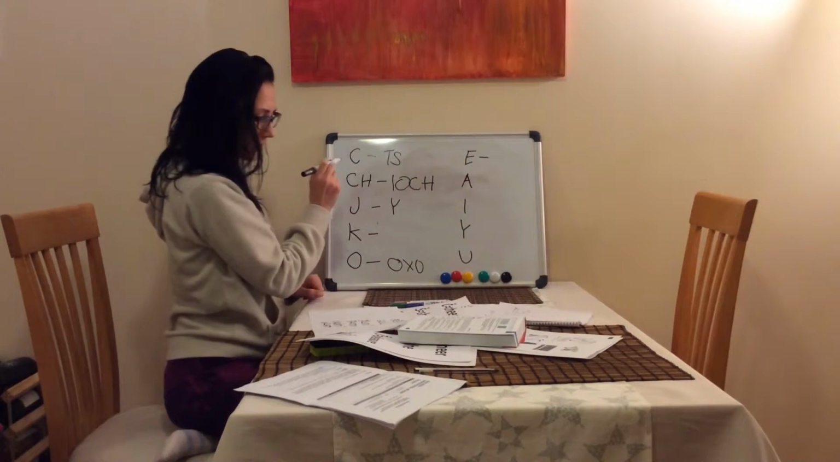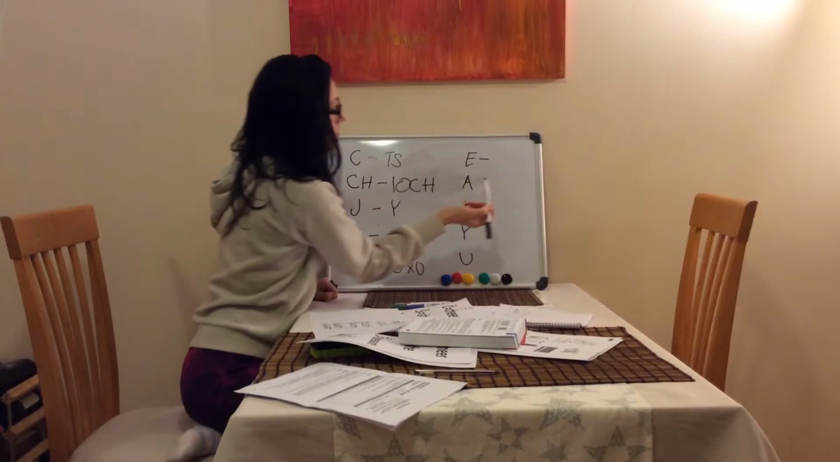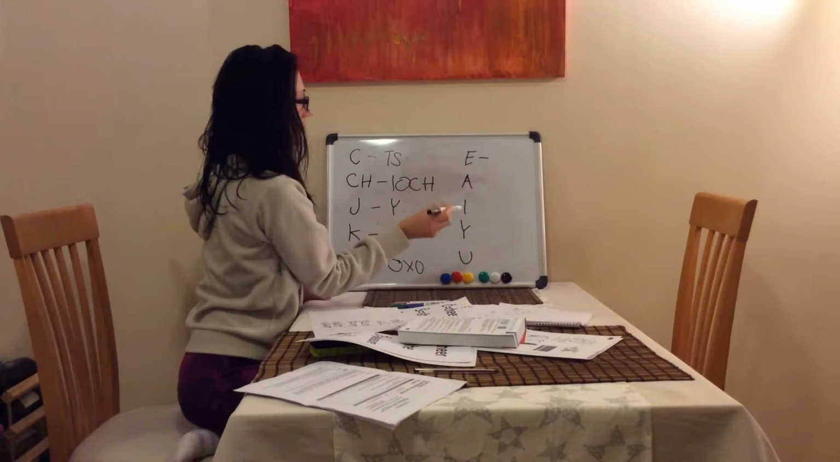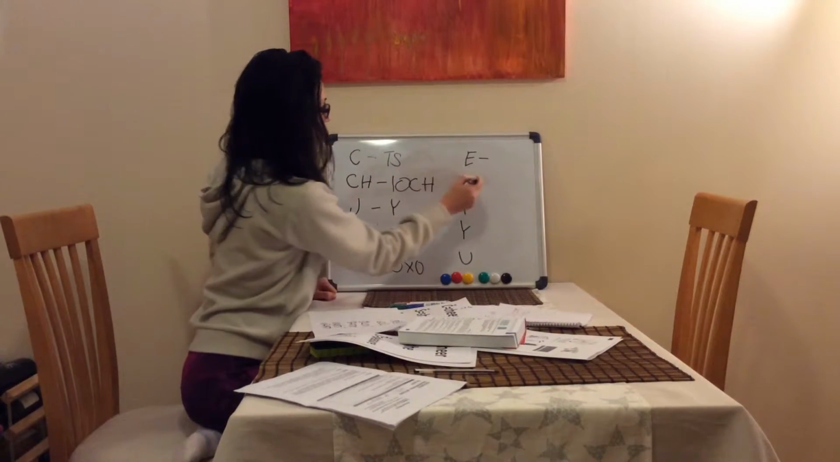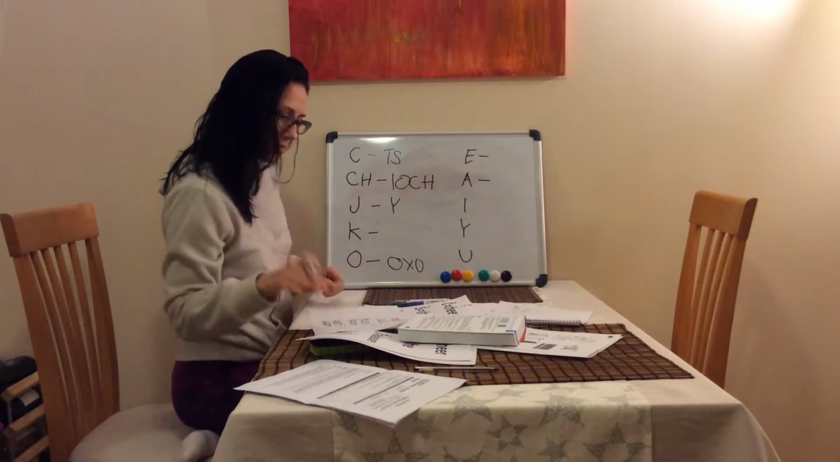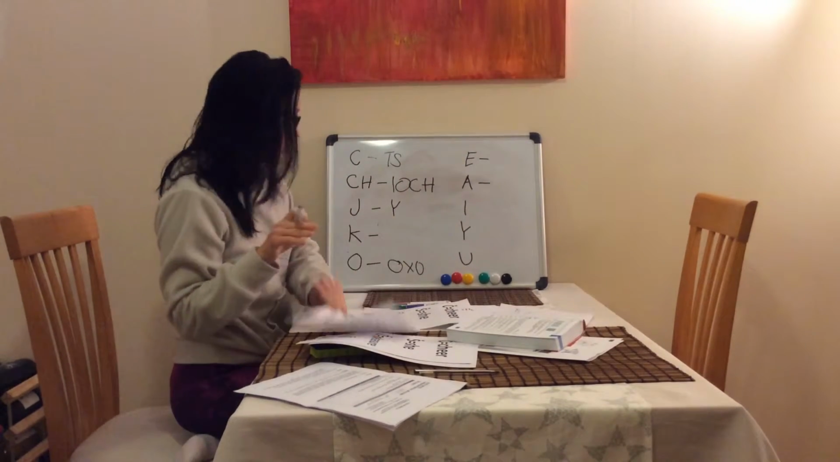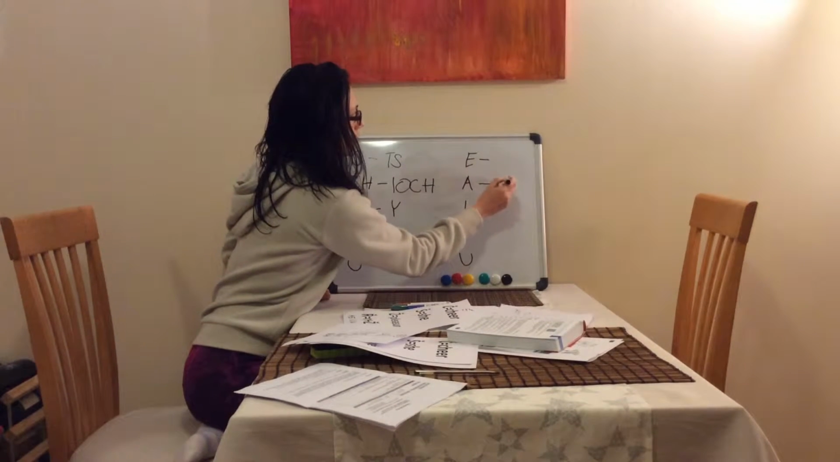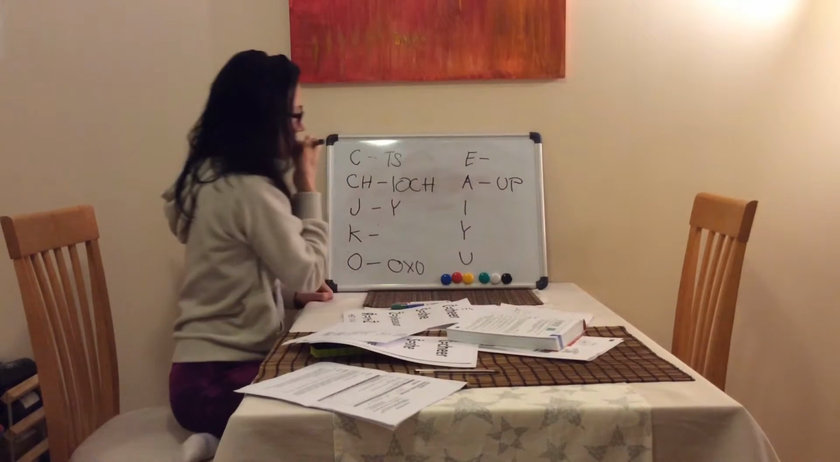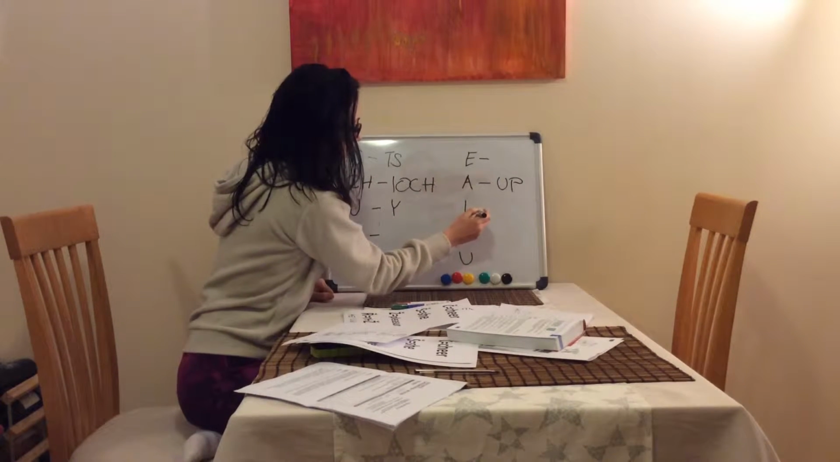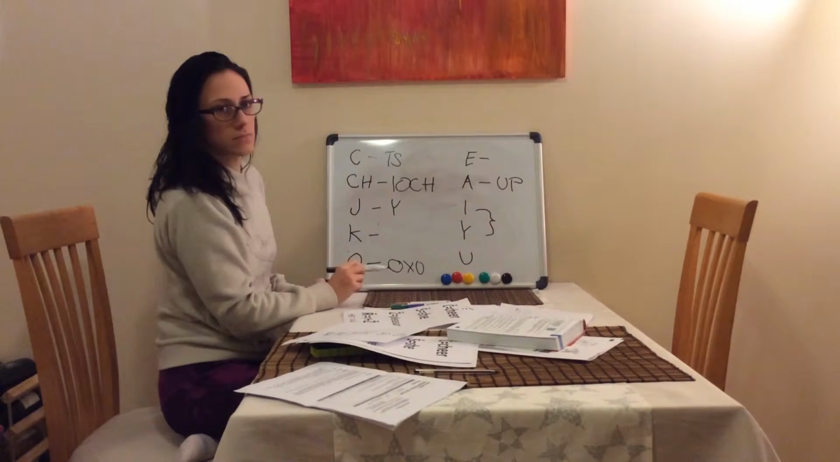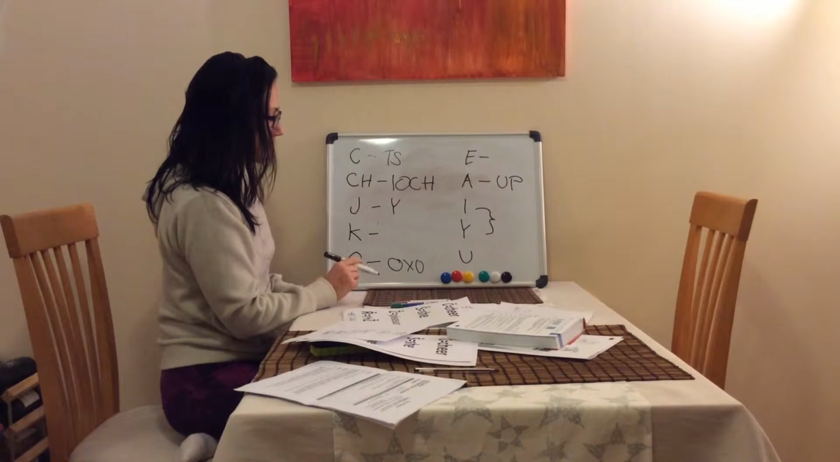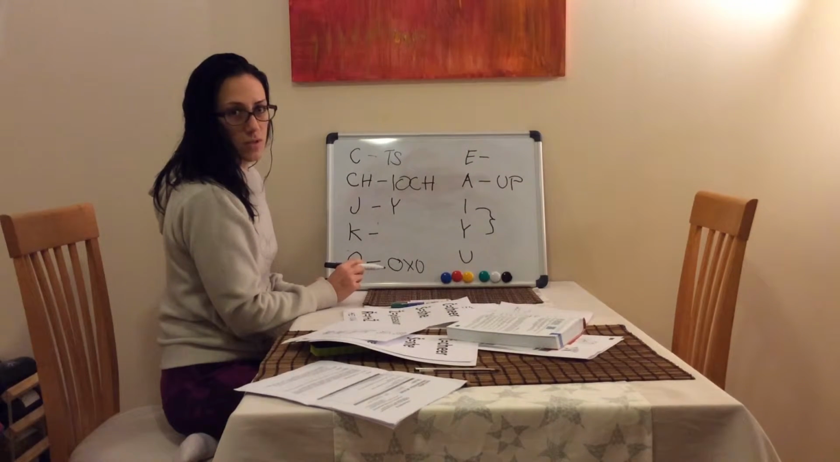E is pronounced as E. Then I've got A, pronounced as A, as in the English word up, for example. I and Y are pronounced the same, and it's pronounced as E.